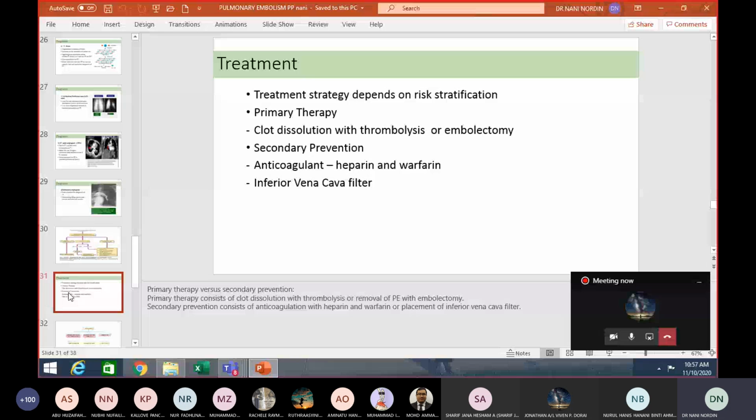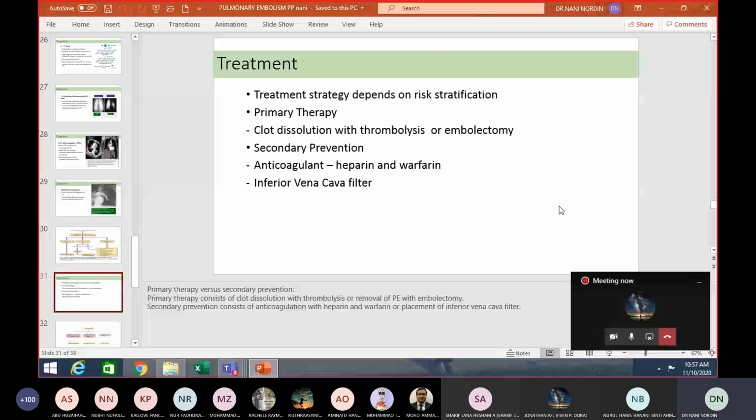So you want to immediately remove the clots. So you want to give thrombolysis. Okay, you want to give drugs which can thrombolyze the clots, or you can do operation, which is embolectomy. You want to do a procedure which removes the embolus. Okay, secondary prevention. You want to give something that thins the blood to prevent further clotting from happening.